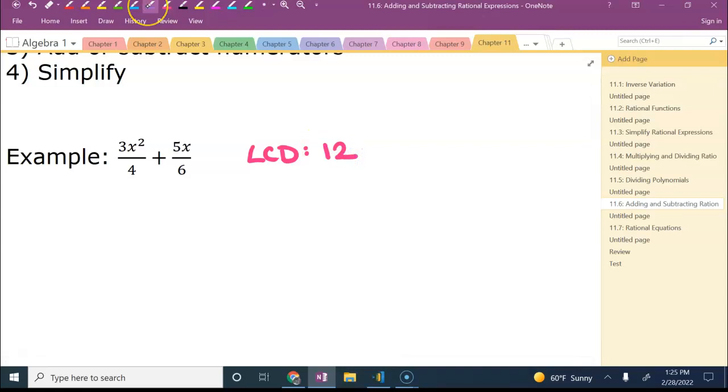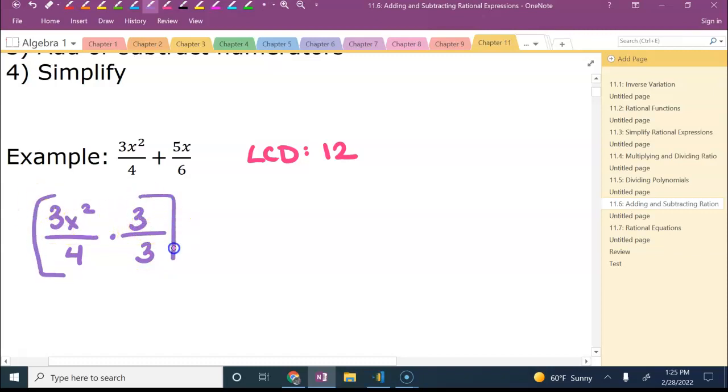So now what you have to do is change both of your fractions so that you have a 12 in the denominators for both of them. For that first one, you have 3x squared over 4. You need to ask yourself, 4 times what would get me to 12? Well, 4 times 3 would get me to 12. Now, if I multiply the bottom to change that, I also need to multiply the top. So you're going to take that 3x squared times 3 also.